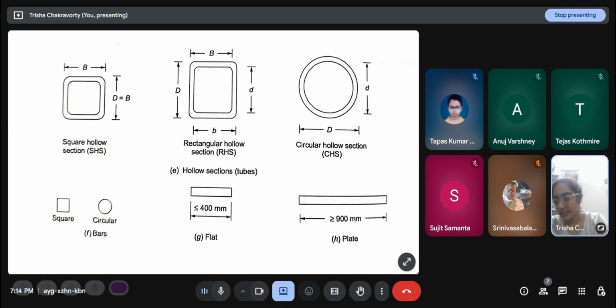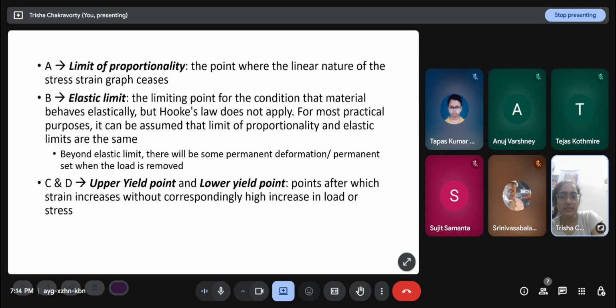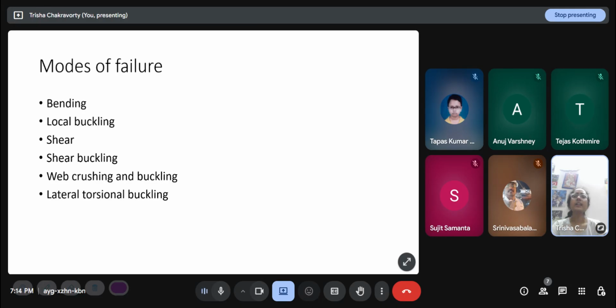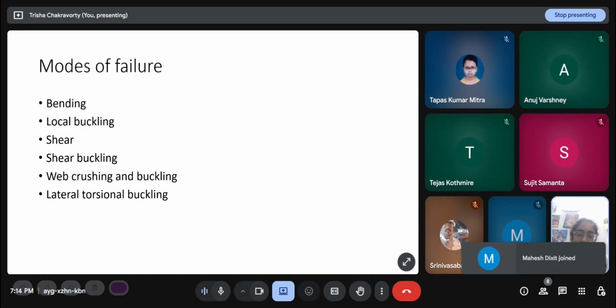So when we are designing a steel beam, we are going to assume a certain section, and then we are going to carry out the checks of all the limit states. These are bending, local buckling, shear buckling, web crushing and buckling, and lateral torsional buckling. These are the modes of failure in steel sections. They are related to the ultimate or collapse limit states.